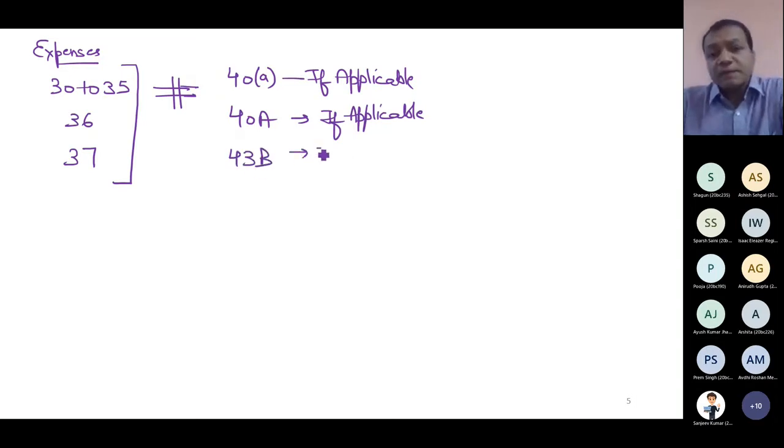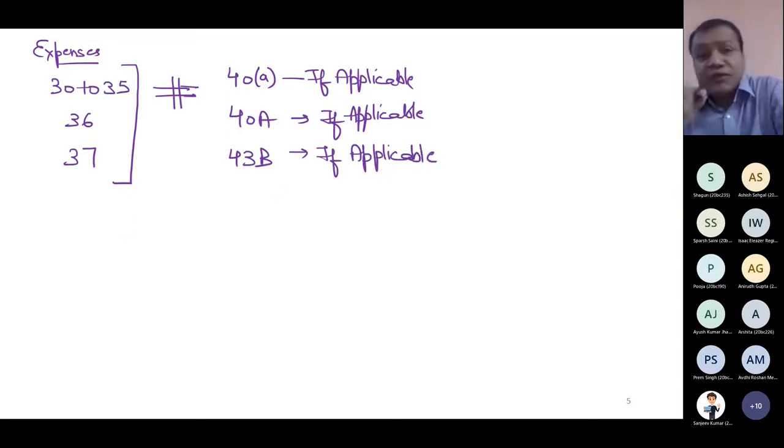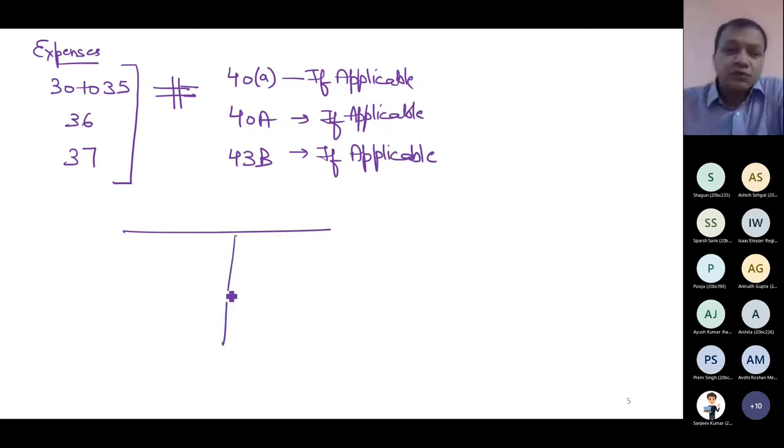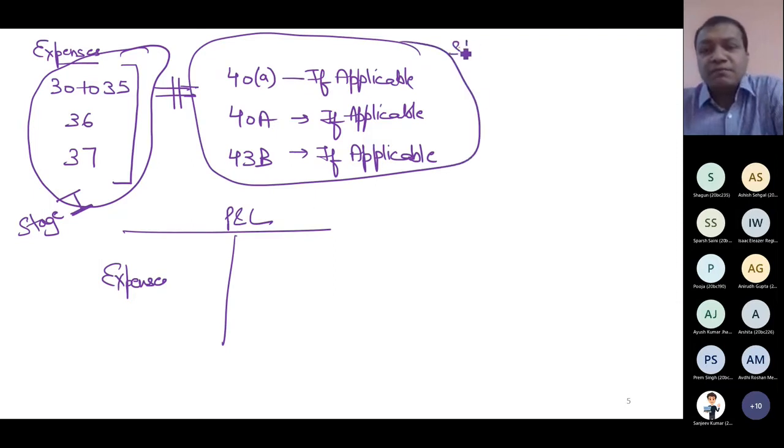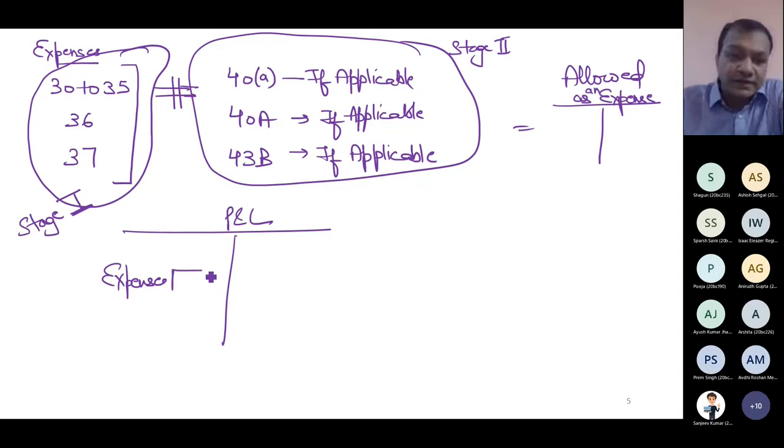43B, if applicable. So there are two stages you need to check for every expense before you debit it. Before you debit any expenditure, first check stage 1: is it covered or allowed as a deduction as per any of these sections? If okay, then you go to stage 2. If it passes the test of stage 2, only then you debit it, only then it is allowed as an expense. Simple. Only then you can debit it on this side.